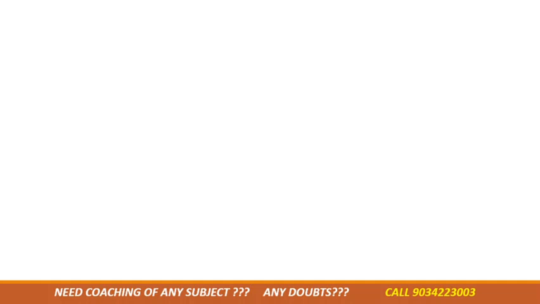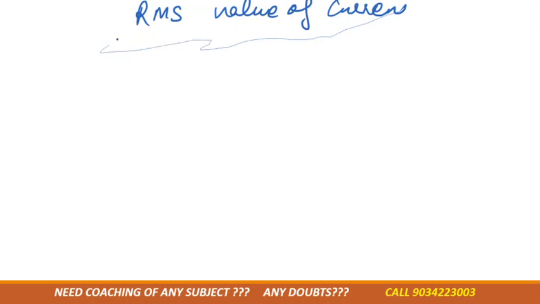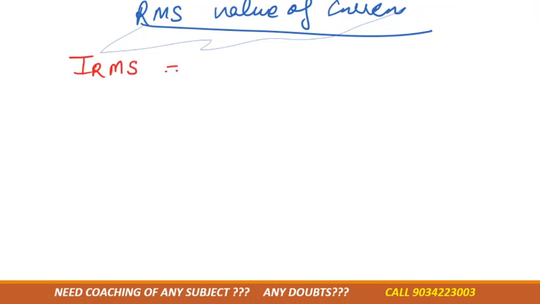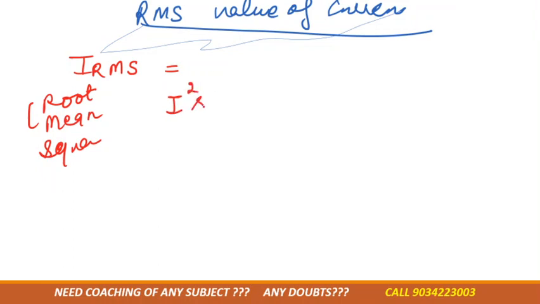Next we'll study the RMS value of current. The RMS value of current, that you have studied in electrical also, is denoted by IRMS, right? So what is RMS basically? Remember, that is root mean square. So basically what we want to calculate is I square RMS.